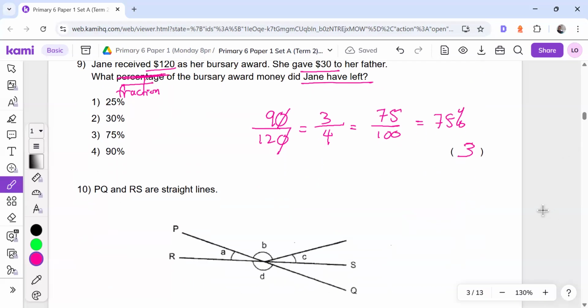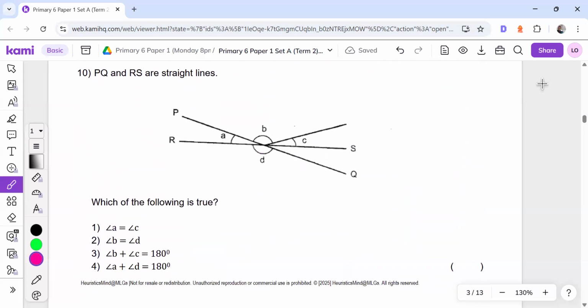Question number 10, the answer is number 4. Okay, why number 4? Now if you look carefully, there are two straight lines, right? Is angle A equal to angle C? Definitely not. Even though they look like they are equal, you cannot assume.